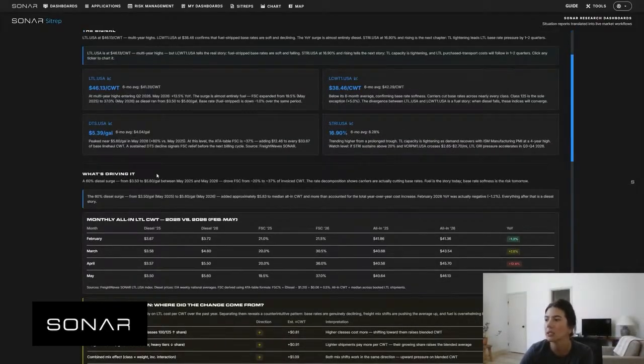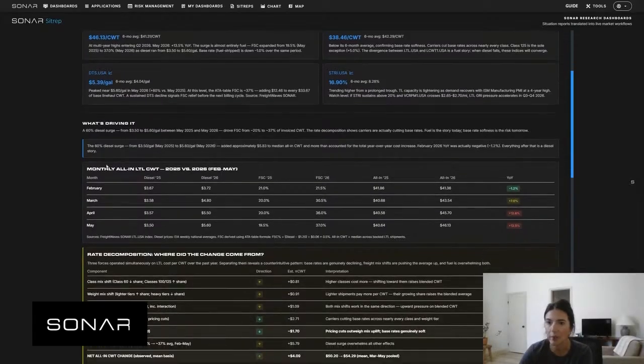Now, as you scroll further through the report, it's going to talk through what is driving the current conditions in the LTL market. So it's going to start by breaking down the fuel surcharge and how diesel and overall fuel have significantly increased year over year. So it's showing you the diesel values in 2025 and 2026, as well as fuel surcharge, and then the overall cost. So you can see that year-over-year fluctuation and also see the values behind that are driving these fluctuations.